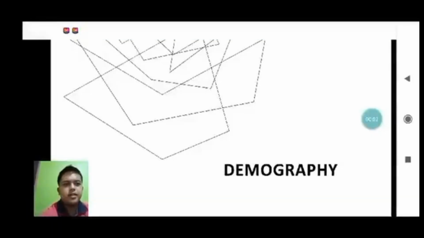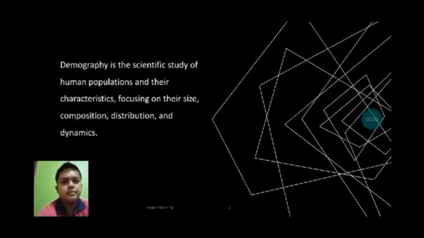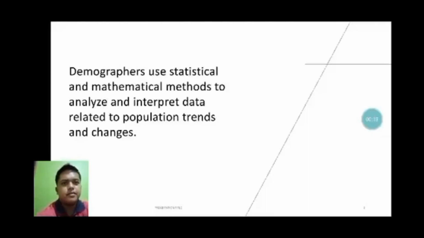Good day, everyone. I am now discussing demography. Demography is the scientific study of human population and their characteristics, focusing on their size, composition, distribution, and dynamics. Demographers use statistical and mathematical methods to analyze and interpret data related to population trends and changes.